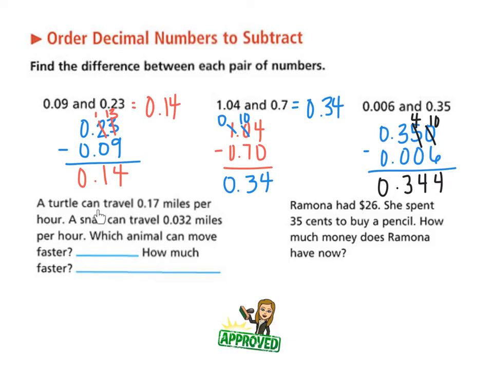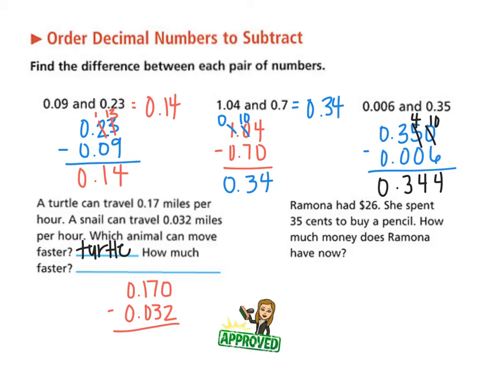First, let's compare. So the turtle has a 1 in the tenths place versus a 0. So that means the turtle is faster, just barely. So the turtle is the faster animal, and to figure out how much faster, I'll have to find the difference, or subtract. So because the turtle's faster, that is the larger number, which goes on top. So 17 hundredths minus 32 thousandths. So lining up my decimal point creates a gap up above where I'll put a 0.